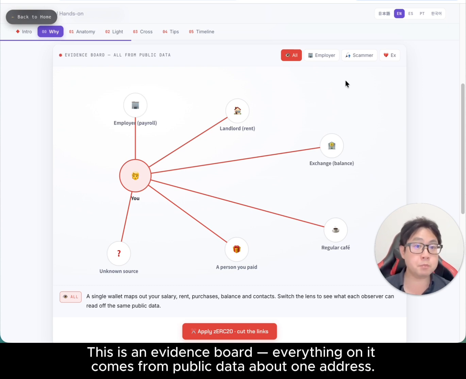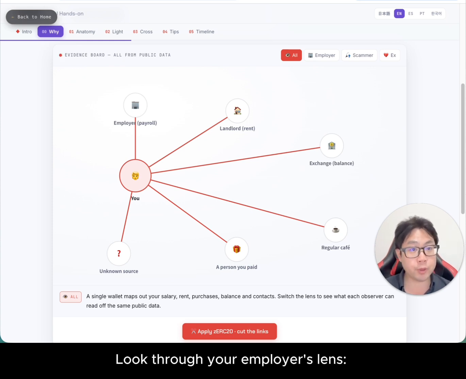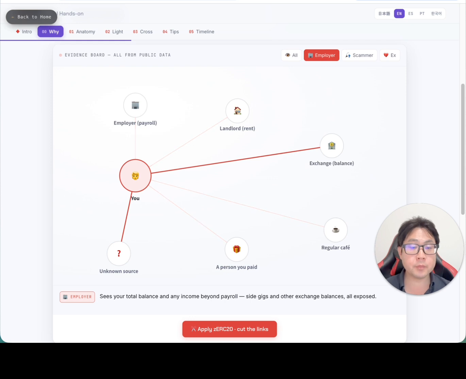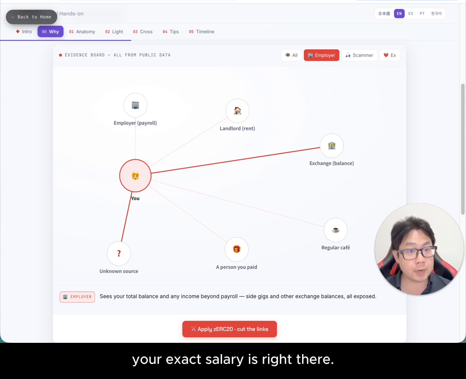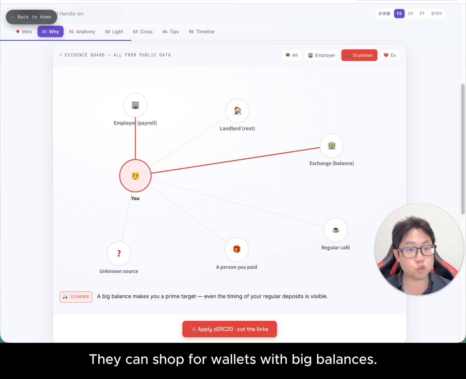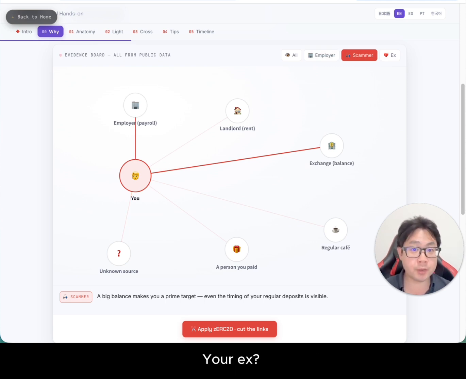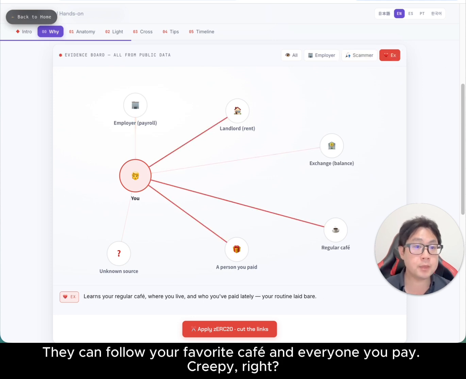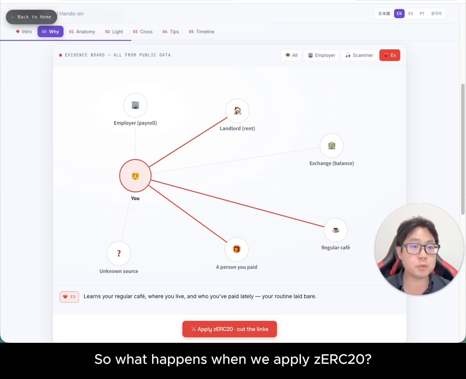This is an evidence board. Everything on it comes from public data about one address. Look through your employer's lens. Your exact salary is right there. Scammers' lens. They can shop for wallets with big balances. And your ex. They can follow your favorite cafe and everyone you pay. Creepy, right? So what happens when we apply zERC20?